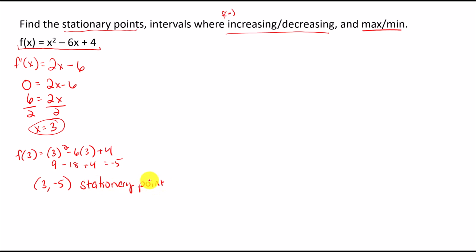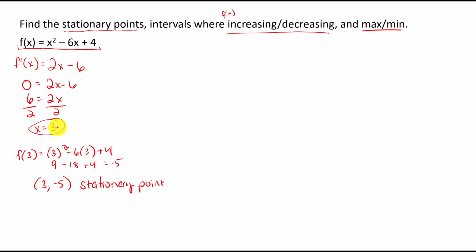So if I was asked to find a stationary point, I'd be done. But in this case, we're not. So from there, we'd have to do this anyway. I would have to find this x equals 3, this x coordinate of my stationary point, even if I wasn't asked to find a stationary point, because we need to use that to find where it's increasing and decreasing, or where there's a max and min.